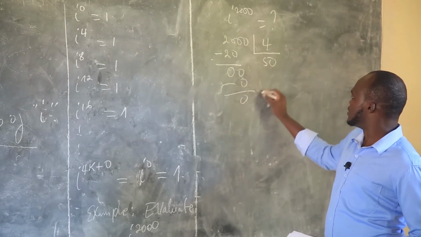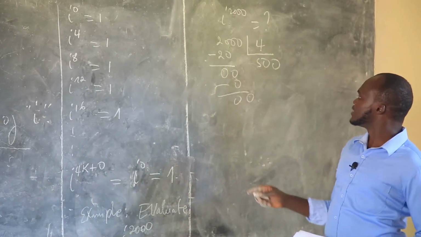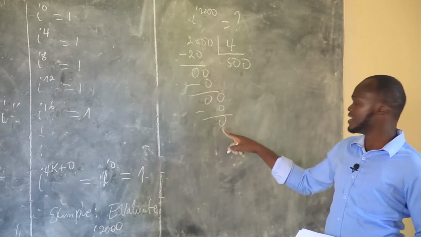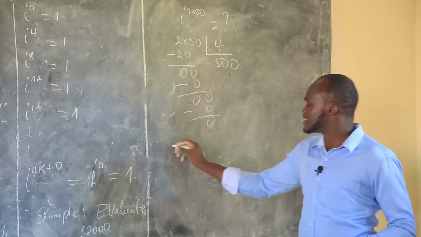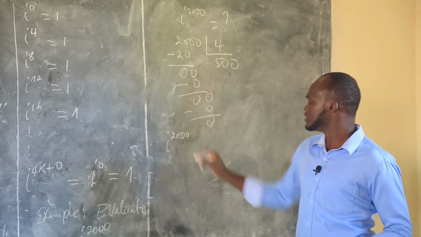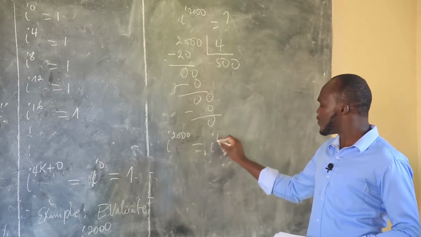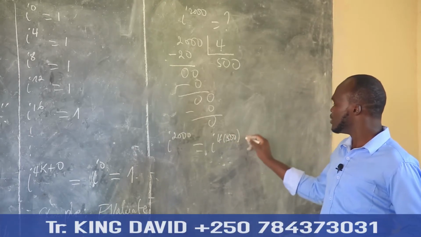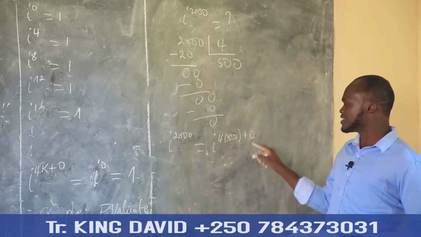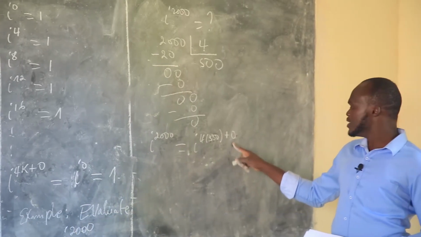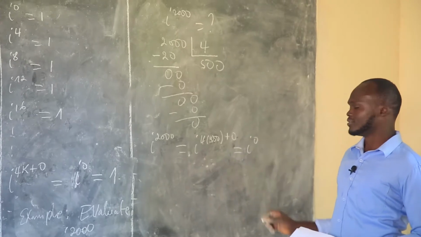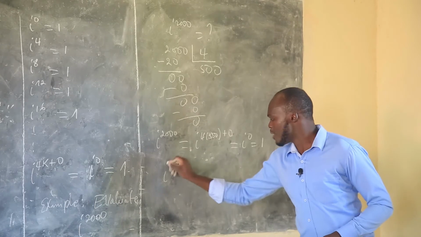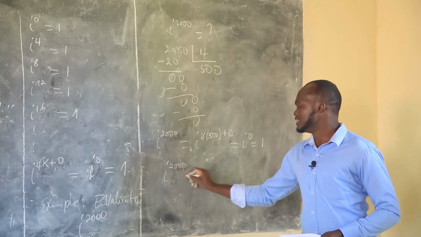So also I put this 0. You see that it will be 500, remainder is 0. So which means that i^2000 is the same as i^(4(500) + 0) because the remainder is 0. So which is the same as i^0. The answer is 1. So now i^2000, the answer is 1.